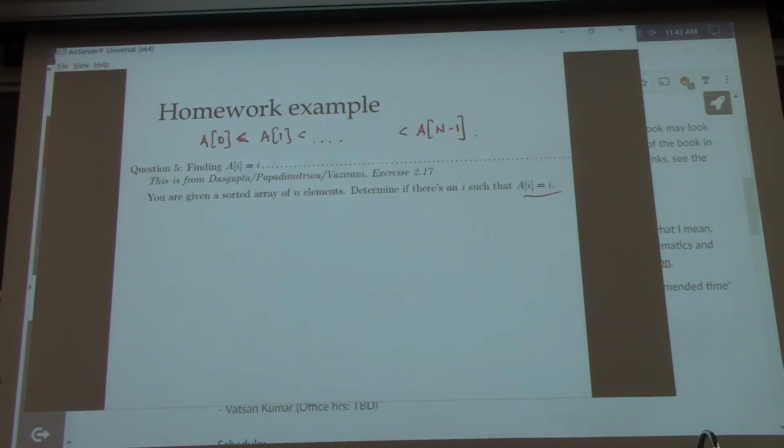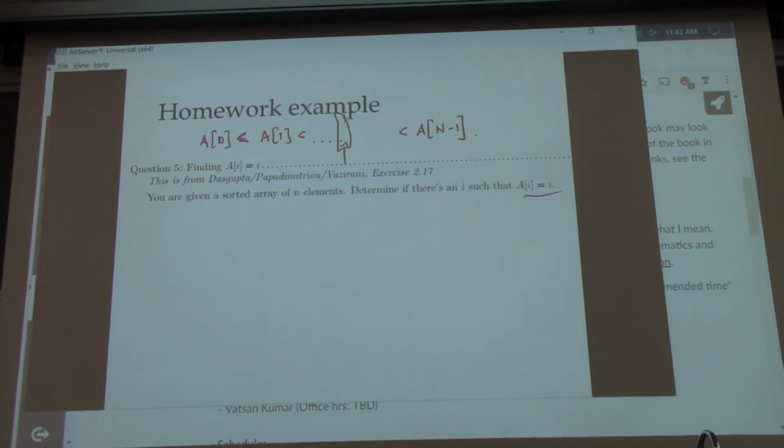Now I wanted to look at a slightly different problem. You have a sorted array, with elements strictly less than one another, and you want to find out if there's an i such that A of i equals i. So how would you solve this problem based on what you know? You get to the middle. Let's say it's here, A of n over 2.